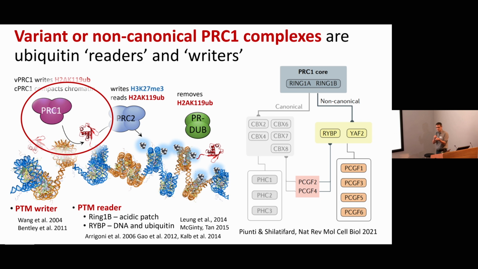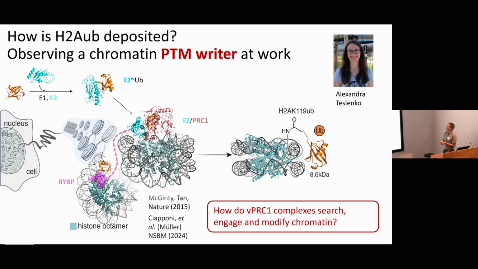These PRC1 complexes can fold with any one of those different accessory subunits. In variant PRC1, it's mostly PCGF1 and 5. But 3 and 6 play also a role, and 2 and 4 are shared between canonical and non-canonical PRC1. And so what we were wondering here is, how does PRC1 actually ubiquitinate chromatin? How can it recognize chromatin sites? How is ubiquitin transfer happening?